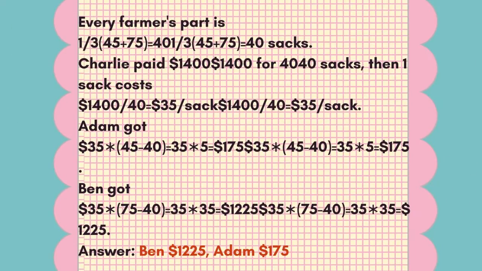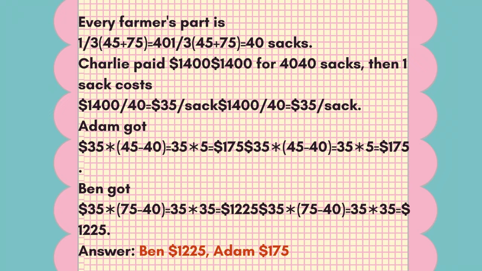Every farmer's part is one-third: 45 plus 75 equals 120, one-third of 120 equals 40 sacks. Charlie paid $1,400 for 40 sacks, so one sack costs $1,400 divided by 40, which equals $35 per sack.